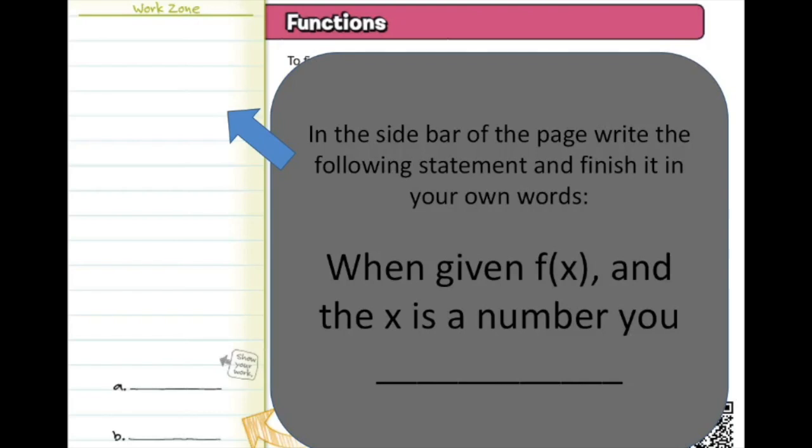Okay, so in A, f of x became f of 2. What did you do with that 2? In B, f of x became f of 11. What happened to that 11? What did you do with that 11 to determine the final answer? Okay, hit pause and get that done.